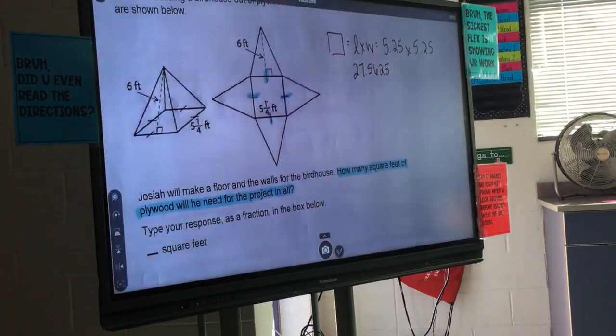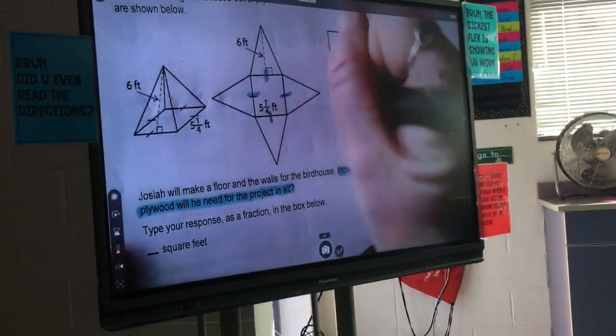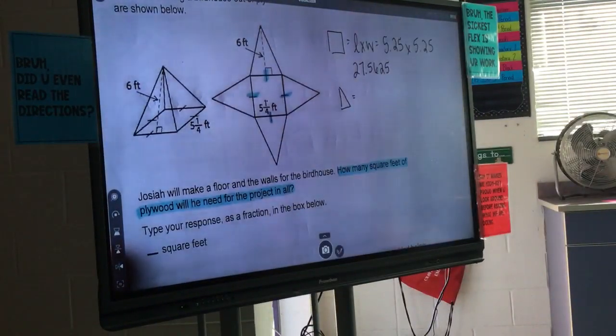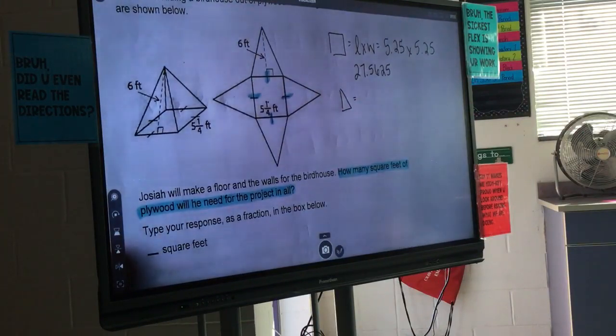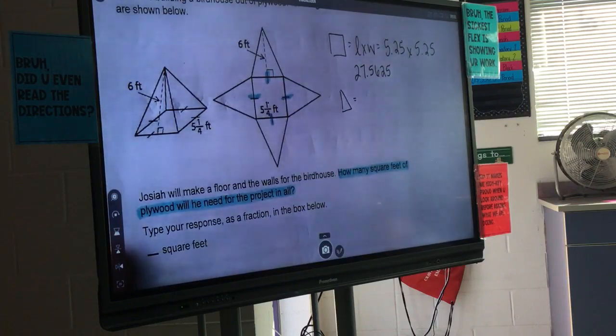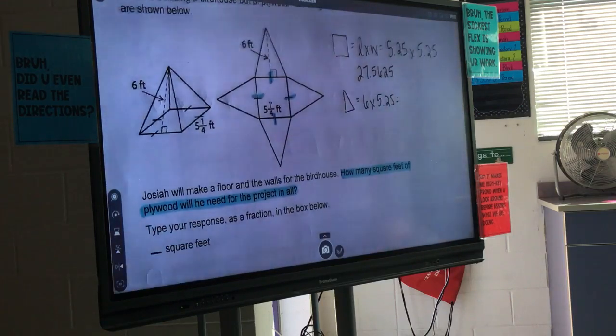Now, what do I know about all of my triangles? Right, so we know that all of our triangles are going to be the same. So I can find the area of one and multiply it by what? If I find the area of one of these triangles and I know that all of the triangles are the same, I can multiply by what? Four. So I'm going to do 6 times 5.25. Again, put that into your calculator.